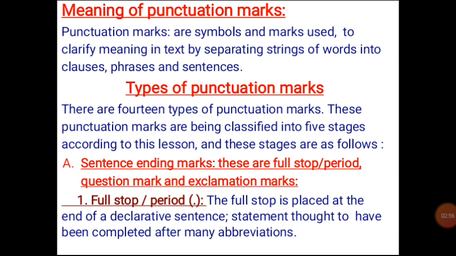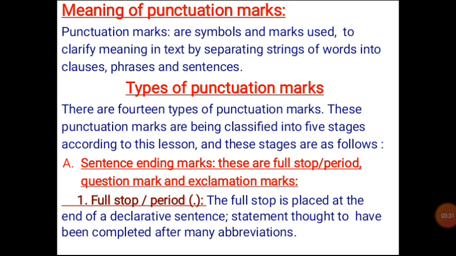So the first stage is sentence ending marks. That is, those punctuation marks that are used to end a particular sentence. Now, these are full stop or period. That is, full stop can also be called period, question mark, and exclamation marks. Now, let's look into full stop or period as the first stage of types of punctuation marks, and as a sentence ending mark.